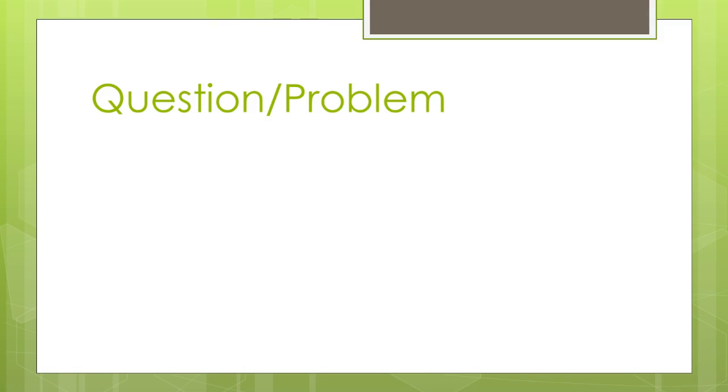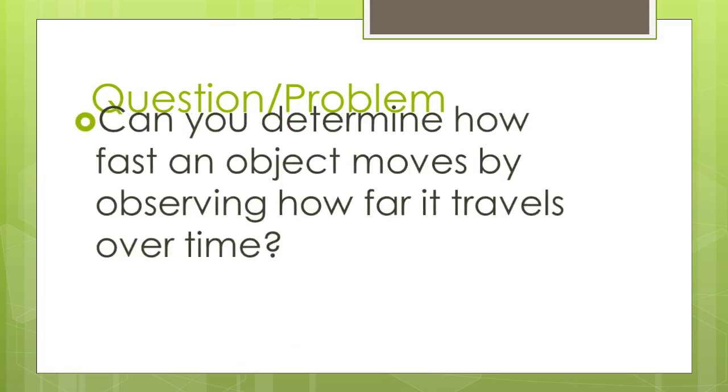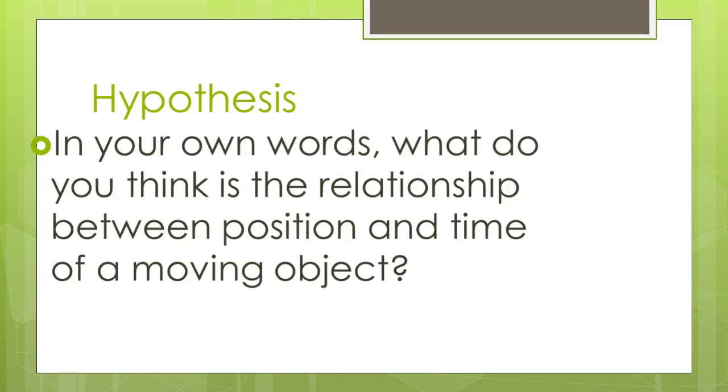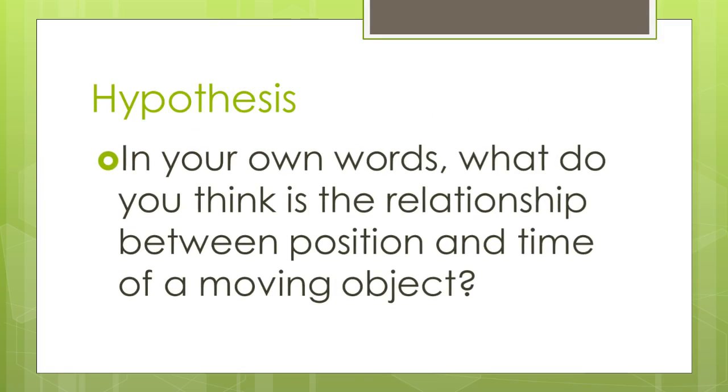Every lab begins with a question or problem. We're going to be determining how fast an object moves by observing how far it travels over time. We want to determine if there's a relationship between distance and time. Develop your own hypothesis. In your own words, what do you think is the relationship between position or distance and time of a moving object? Describe distance and time and how they're related.